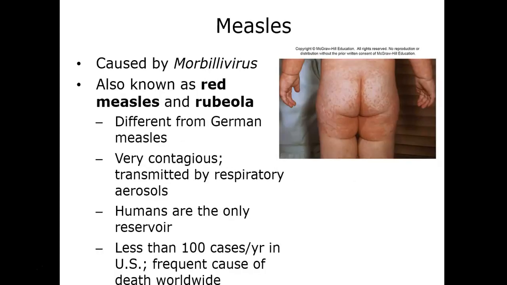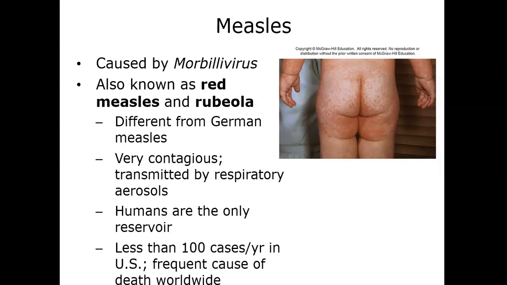So we'll talk about the measles now. The causative agent of the measles actually damages the respiratory mucous membranes. And the humans are the sole reservoir of the morbillivirus, which is also sometimes called red measles or rubeola.